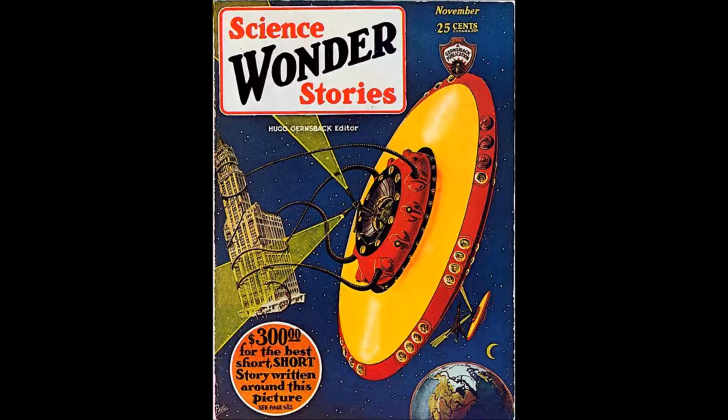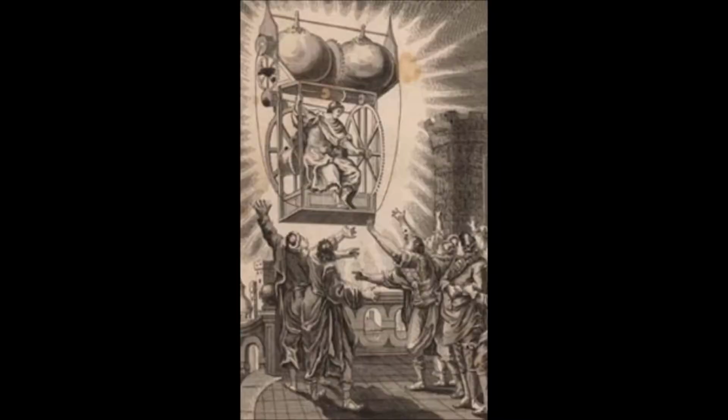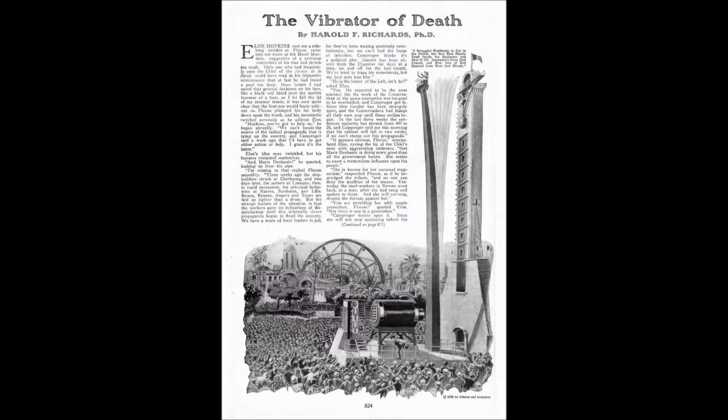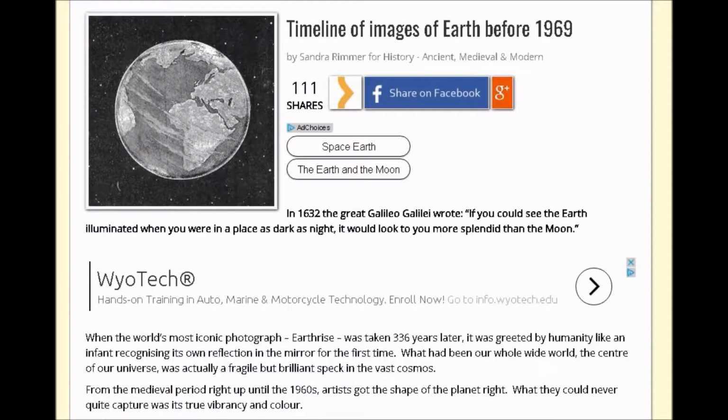So, I was in the middle of making a video about the science fiction programming of our reality with regard to space and dinosaurs and nuclear weapons. And I stumbled upon this webpage that I was going to use in the video, but there are two images in particular that I wanted to dissect, so I figured I would just make a quick video about this. And the title of the page is The Timeline of Images of Earth Before 1969, and it is very interesting.